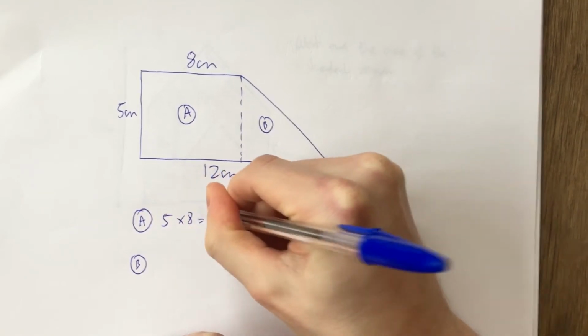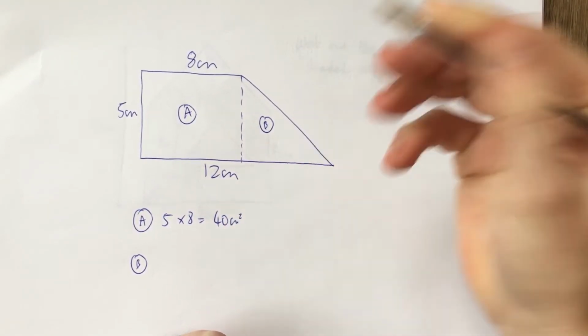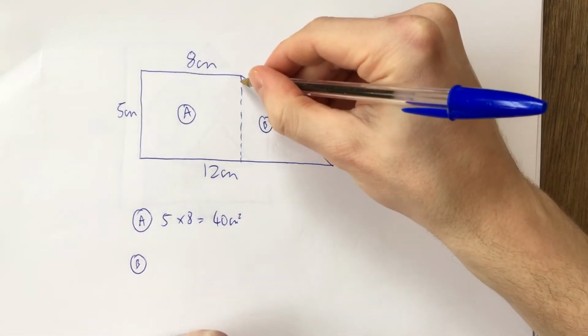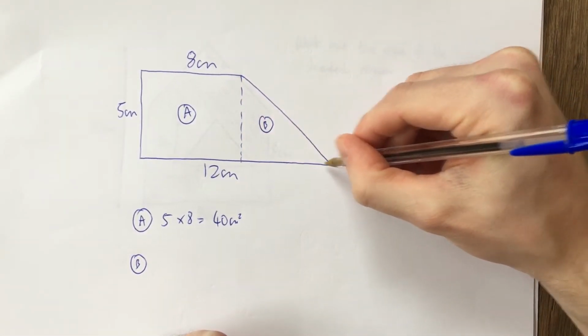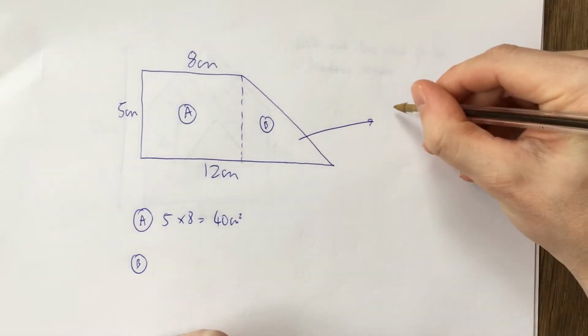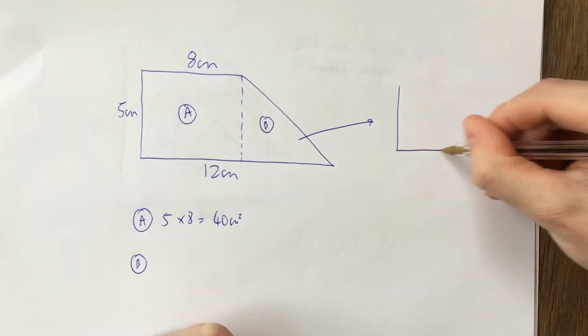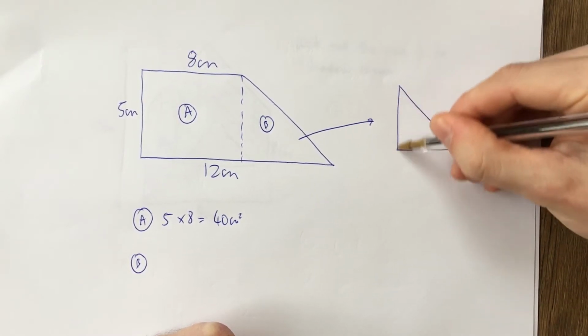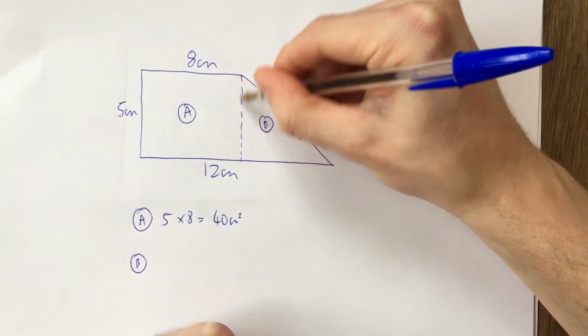5 times 8 is 40 centimeters squared. Right, I now need to get the area of the triangle. At this current moment, I don't have a single measurement for the triangle. I'm going to redraw it here. I do not have a single measurement for this triangle. So I need to work out what that height is to that part there.